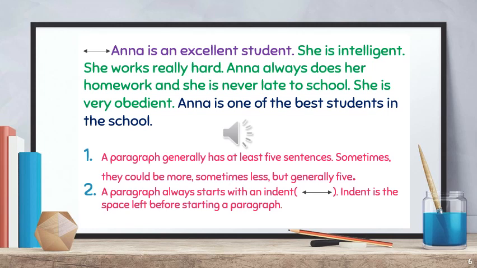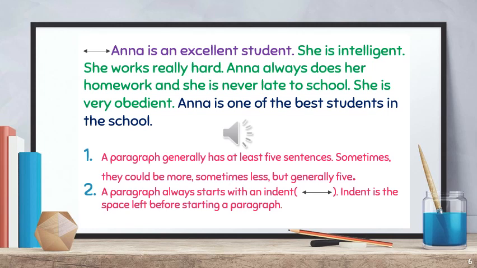Now the detailed sentences. Detailed sentences are the ones in green. Okay, she is intelligent, she works really hard, Anna always does her homework and she's never late to school, she's very obedient. Now all of these sentences are supporting the main idea of the paragraph.